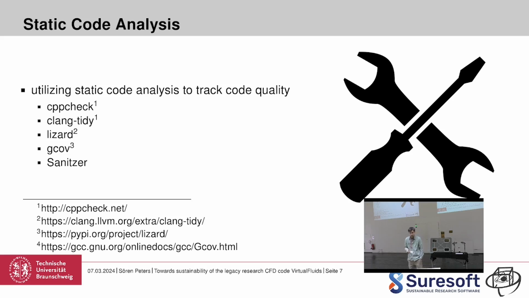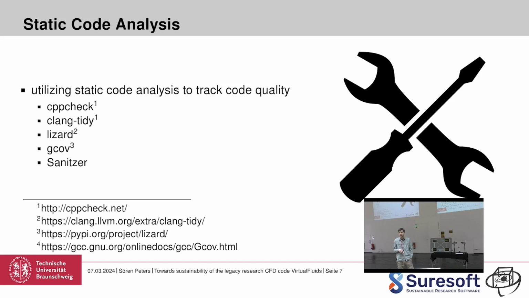Okay, then we also do static code analysis. Static code analysis is pretty low-hanging fruit for every project, I would say. There are plenty of nice tools out there. You can just take them and integrate them in your CI pipeline. For example, we have CPPCheck and ClangTidy integrated, C++ static code tools.